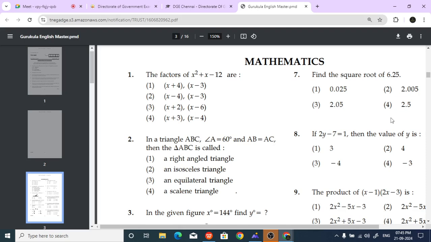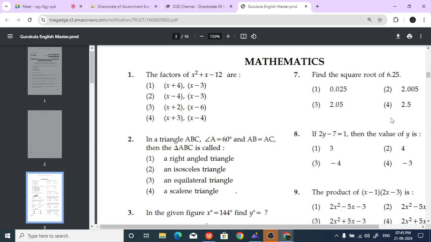Okay. Go to question number 8. Can anybody read question number 8? Sir, can I? Yeah, please. If 2y minus 7 equal to 1, then the value of y is dash. So the value of y is equal to how much? What is the answer? Is it 4? Yeah, it is 4.